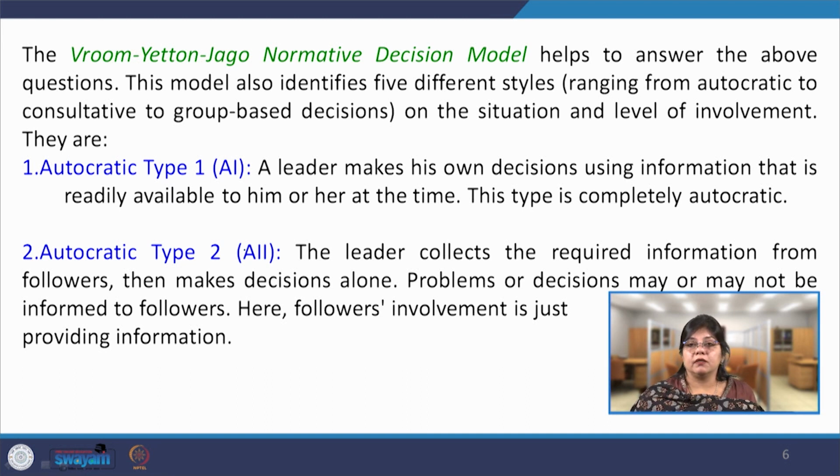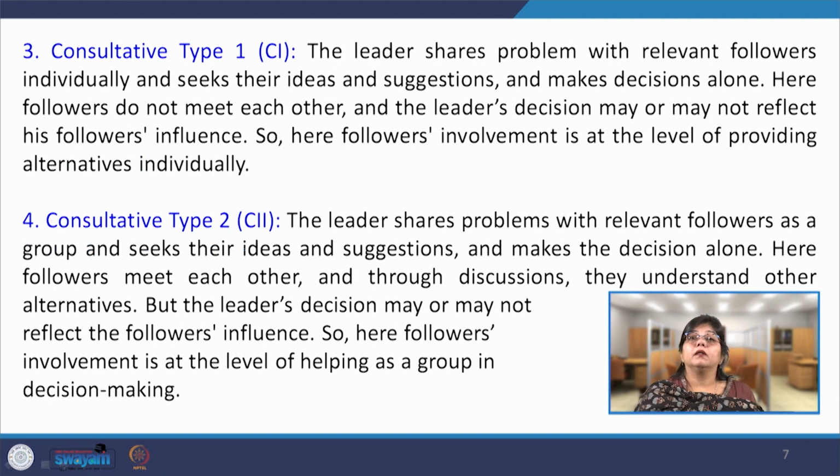The only difference between A1 and A2 is that in the A2 category the leader is just collecting information from the subordinates, and beyond that no consultation has been made with the subordinates and no participation has been allowed. The other is consultative type 1.